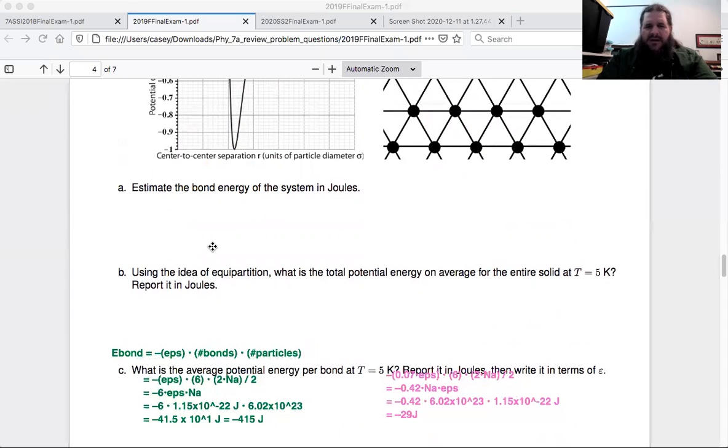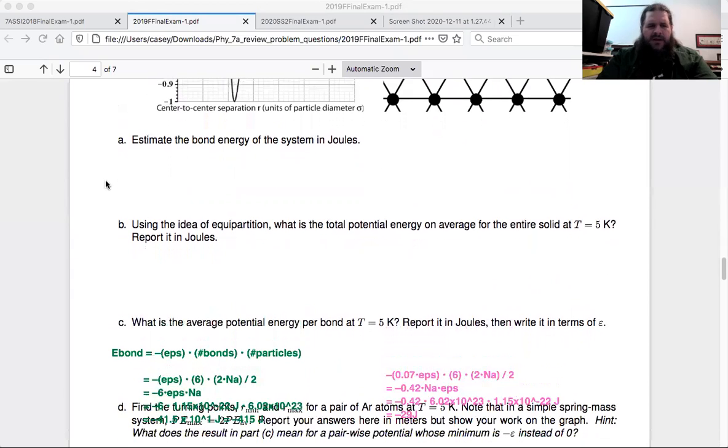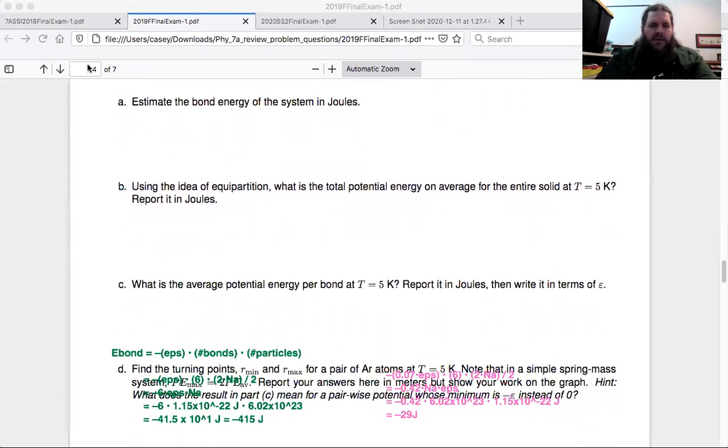So here we're going to get into the idea of modes. If we're talking about just this monoatomic solid, how would we figure out the potential energy in all of the potential energy modes? Like how many potential energy modes would each particle have?